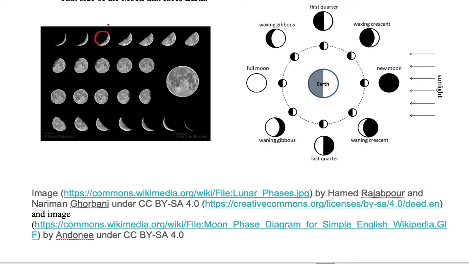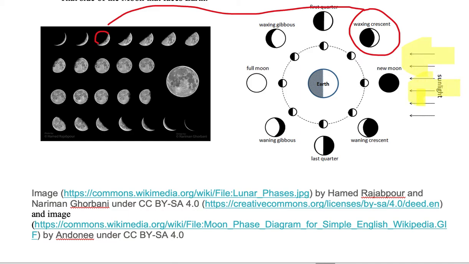Let's take a look at this waxing crescent phase in this sketch of the moon going around the Earth over one Earth month, and we're looking at various different phases. So let's focus on this waxing crescent phase. In all of these phases, we see sunlight streaming in from the right-hand side. We don't see the sun, we only see the sunshine.